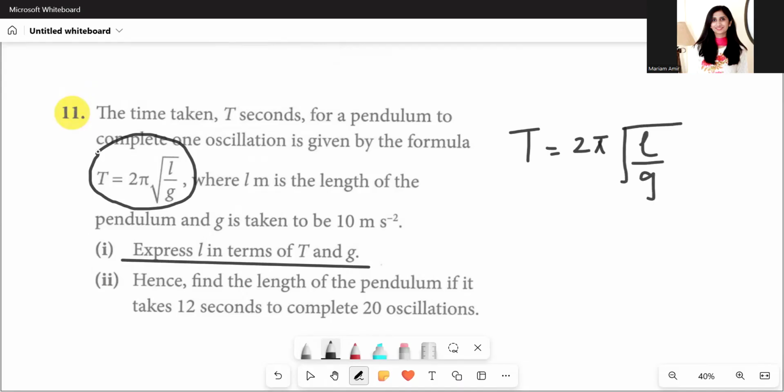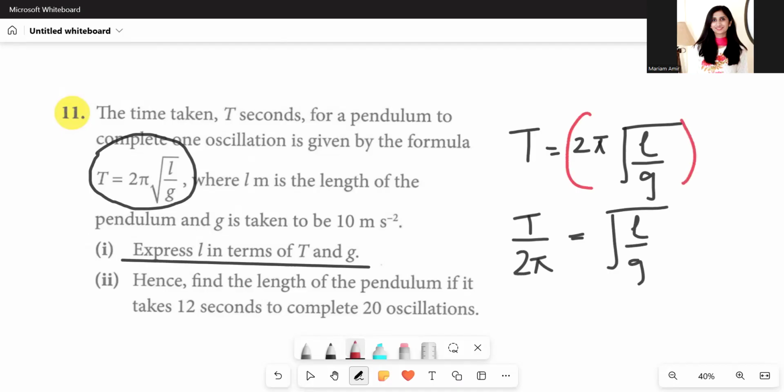Okay. I need to get this L to be alone. I need to make L the subject. What is allowed to move? We can't square right away. If you square right away, you have to square the whole thing, and that square and square root will not cancel. Will this subtract when it goes to the other side? Divide. It'll divide. When 2 pi goes to the other side, it will divide because right now it's multiply. So T upon 2 pi equals square root of L upon G. Now you can take square root.